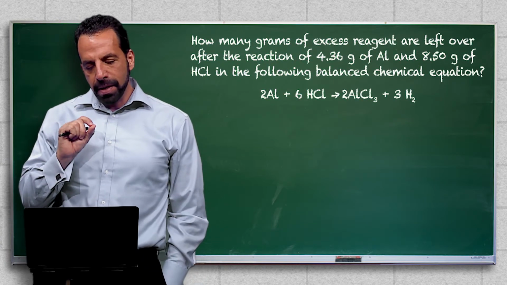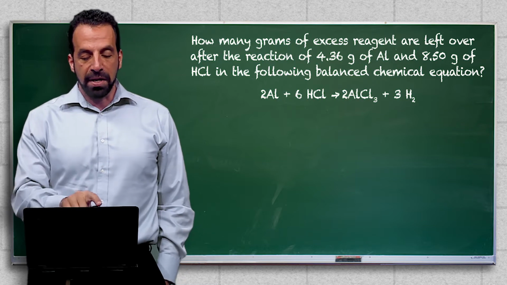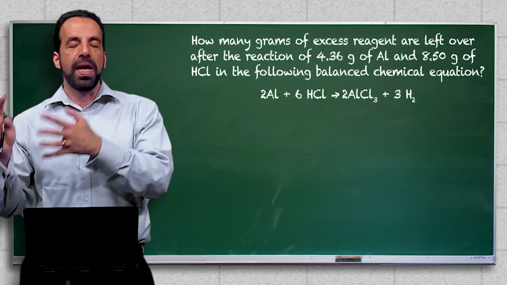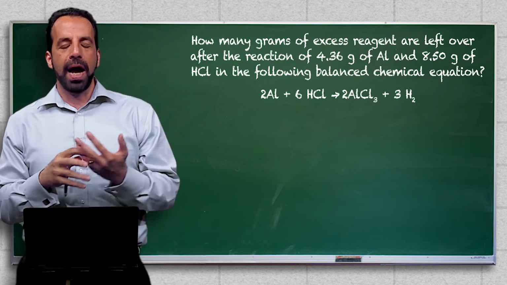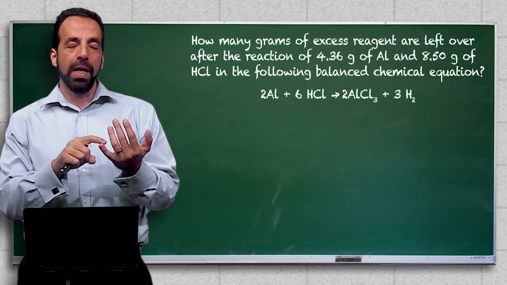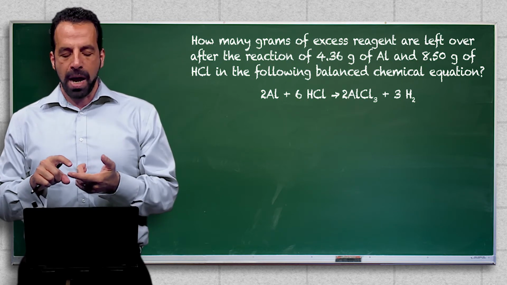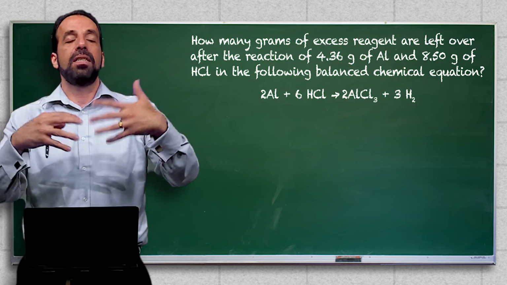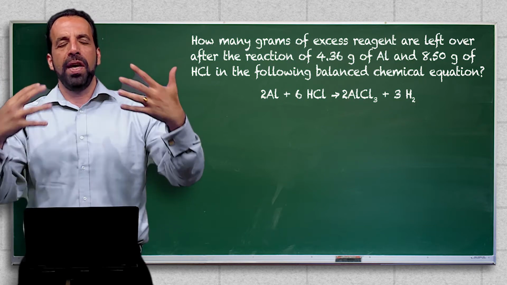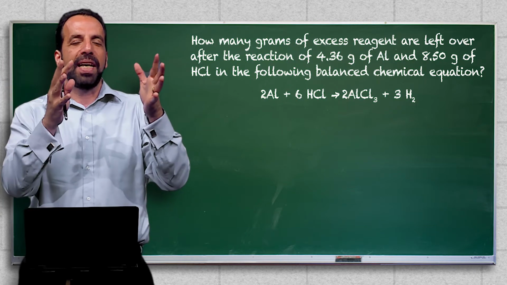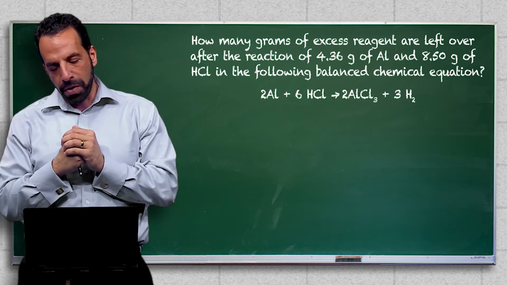This one is a little bit more detailed. It says how many grams of excess reagent. So whenever you do a chemical reaction, you make one limiting, one gets used up, and then one excess, which means it's left over. And the reason you do this, things in the lab don't work as nice and neat as they do with these equations.